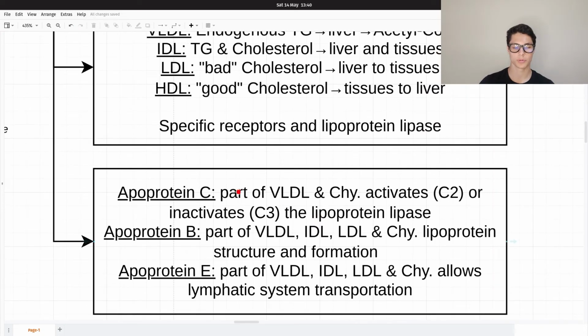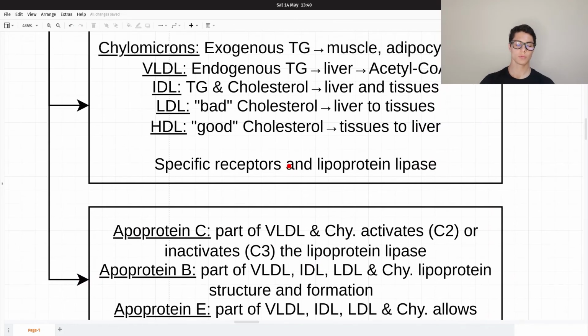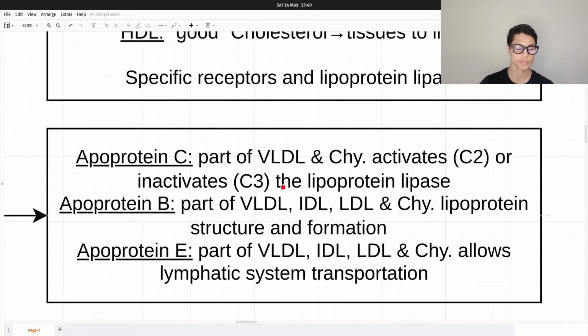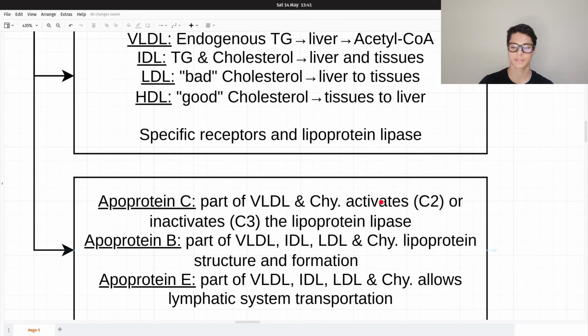What are apoproteins? You have to know, these are lipoproteins, so they are a combination between fats and proteins. So now we're going to look at the protein part. Apoprotein C is part of the VLDL and chylomicrons, and it activates or inactivates the lipoprotein lipase. To be precise, the apoprotein C2 activates the lipoprotein lipase.